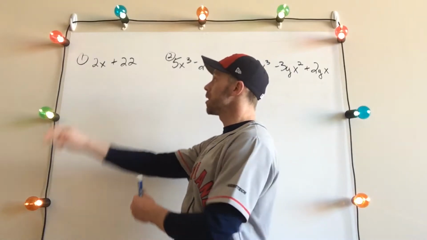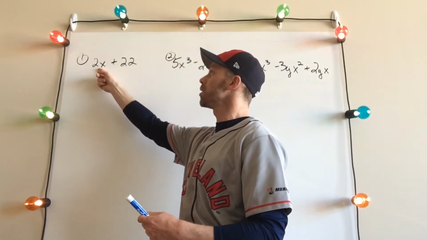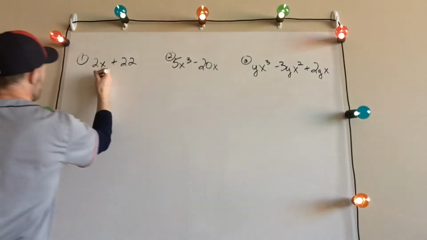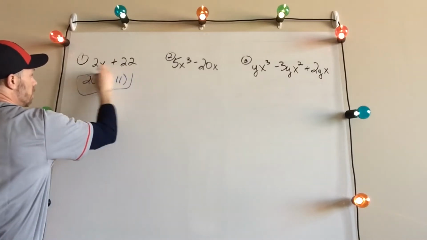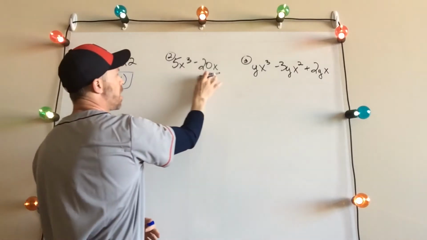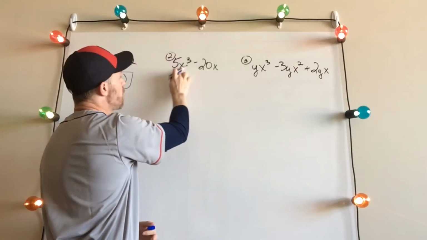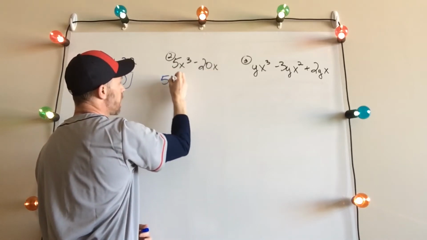So this first one, I'll start nice and simple. Both of these terms, 2x and 22, are even, so you can factor a 2 out. All right, nice and easy there. Next one over here, both of these terms are divisible by the number 5, and they also both have an x, so we're going to factor a 5 and an x out.